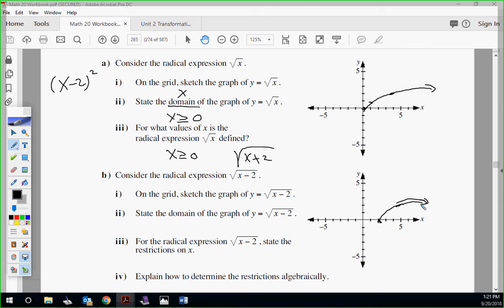So now the domain changes from greater than or equal to 0 to greater than or equal to 2. The restrictions are the same thing. They're showing you that the domain is the restrictions. Explain how to determine the restrictions algebraically.